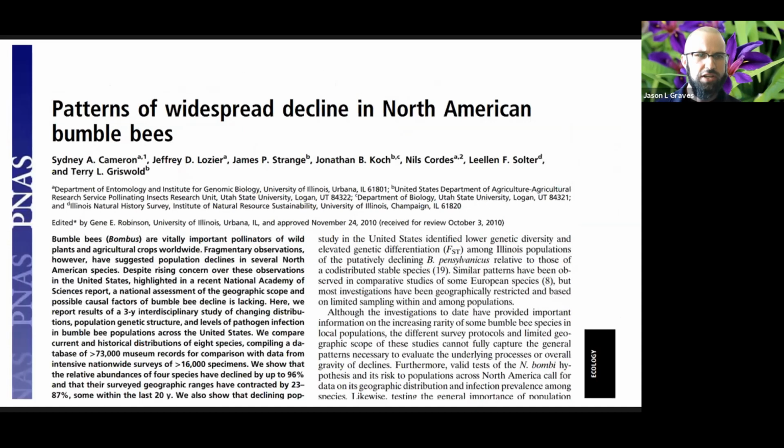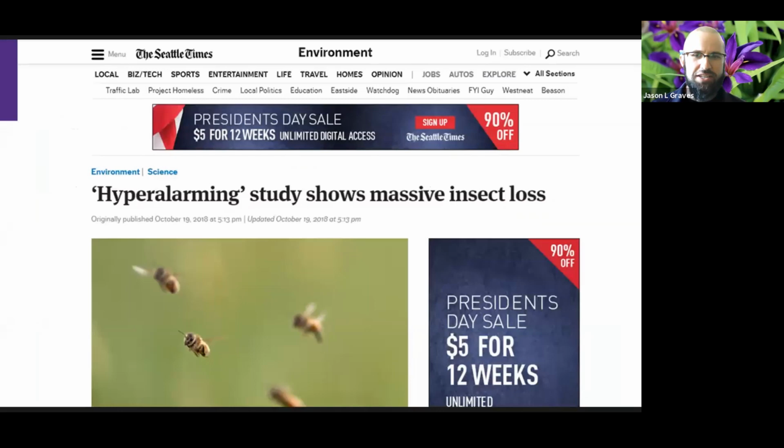This is another study with Cameron, just documenting decline in bumblebees. A lot of our native bumblebees are in decline as well. If you're interested, you can certainly find a lot of information as you research the declines of these certain species. But honestly, you're going to see this in the media too.